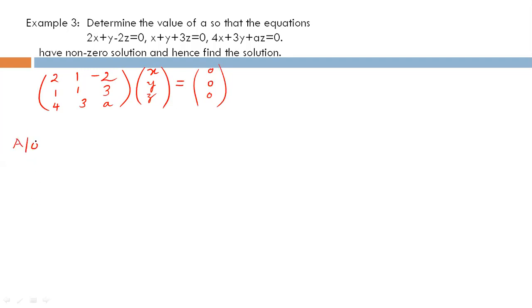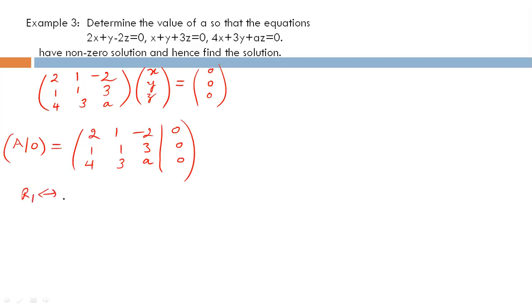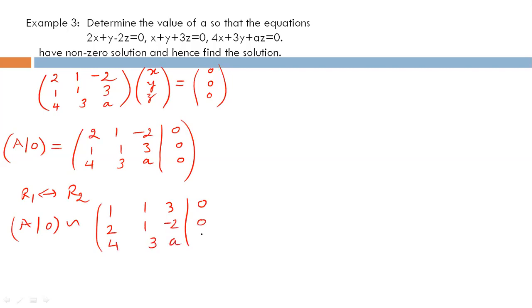Now write its augmented matrix: 2, 1, minus 2, 0; 1, 1, 3, 0; 4, 3, A, 0. And for the Gauss elimination calculations, we want the first pivot to be 1, so we can replace R1 by R2. It is not necessary, but from a calculation point of view, we can replace it. So 1, 1, 3, 0; 2, 1, minus 2, 0; 4, 3, A, 0.